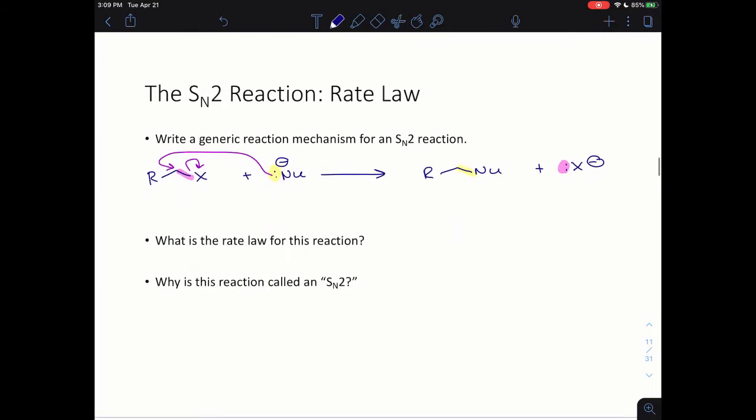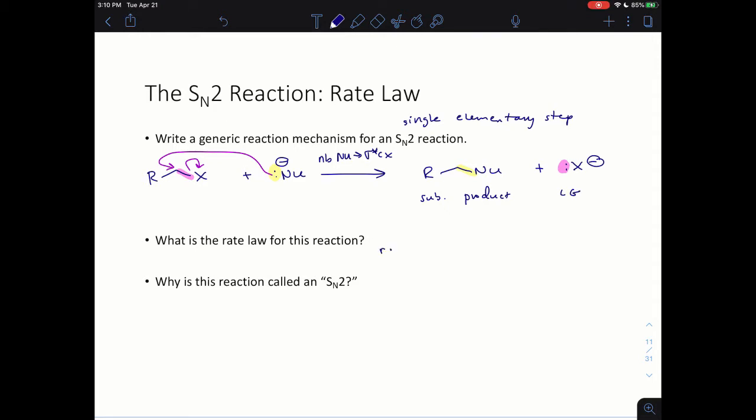So here's the generic mechanism for an SN2 reaction. An SN2 is just a single elementary step. We've discussed it before. It's a pretty common elementary step that we can see in more complex reaction mechanisms, where we have the non-bonding electrons on the nucleophile attacking sigma star C-X. Okay, we get our substitution product, and we get the leaving group X minus.